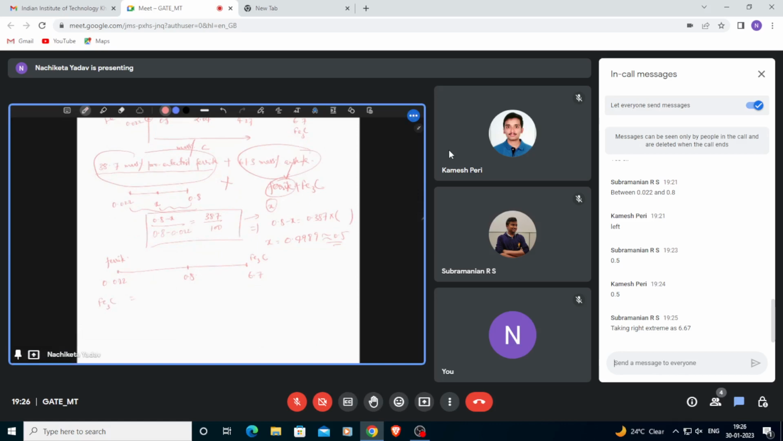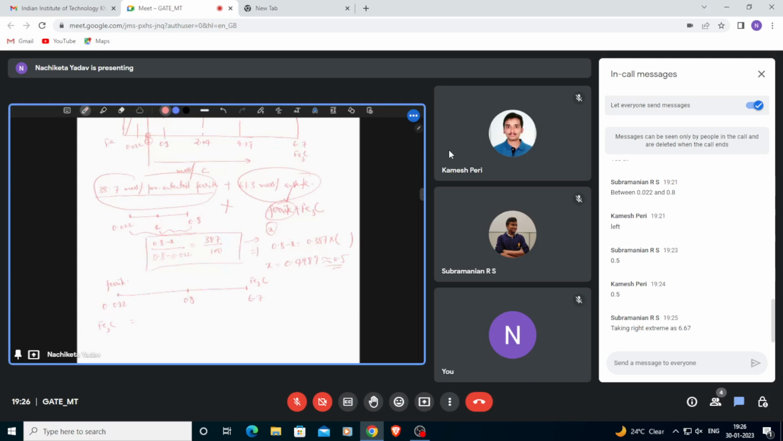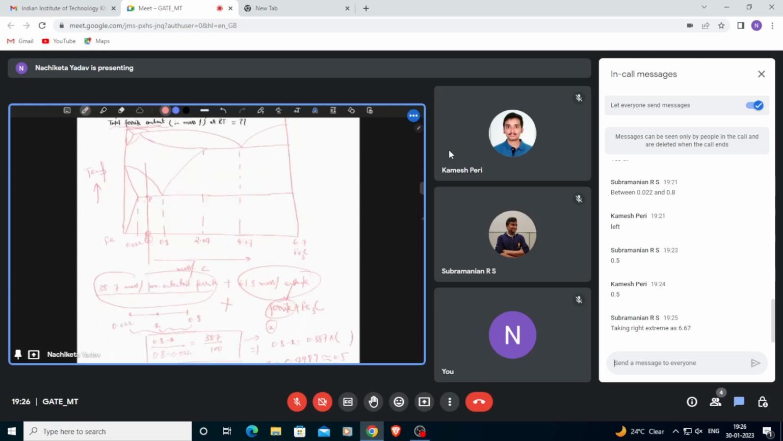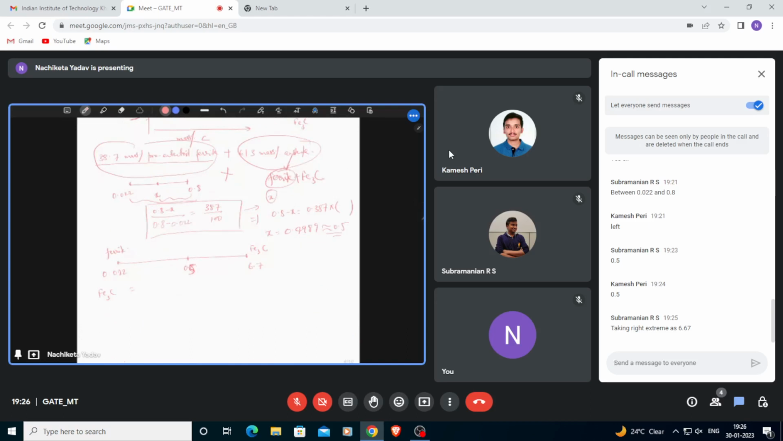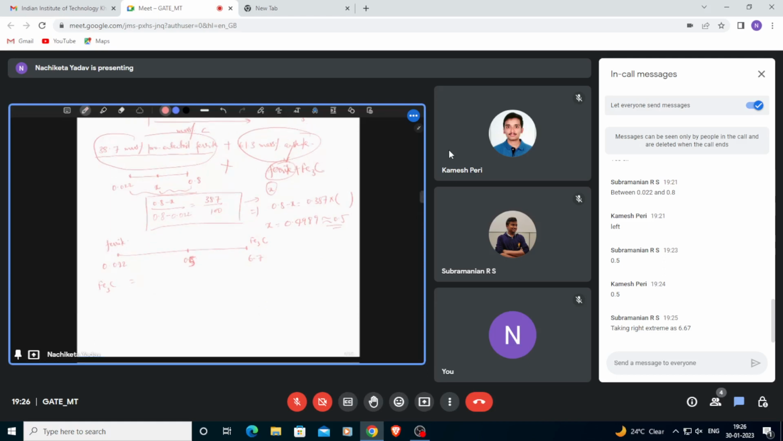What will be the mean content? Can you calculate? It is 0.5, right? Total ferrite content 0.5. So Fe3C will be this much: 0.5 minus 0.022 divided by 6.7 minus 0.022. So can you tell what will be the Fe3C value? I don't have a calculator. 0.07.